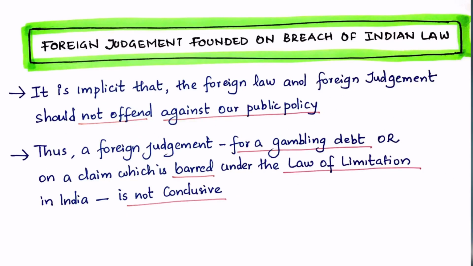And the last, the sixth case, was foreign judgment founded on breach of Indian law. It is implicit that foreign law and foreign judgment should not offend against our public policy. Thus, a foreign judgment for a gambling debt, or on a claim which is barred under the law of limitation in India, is not conclusive.